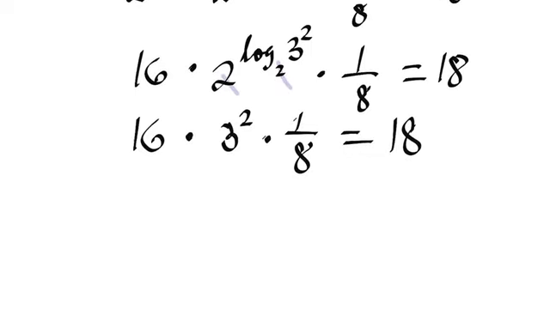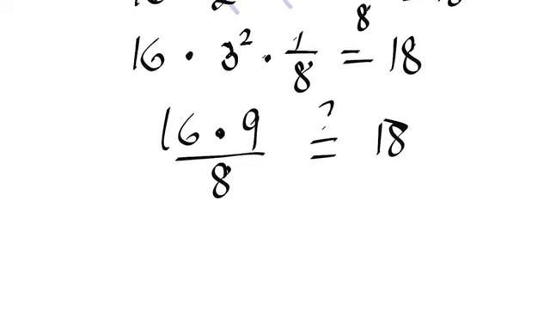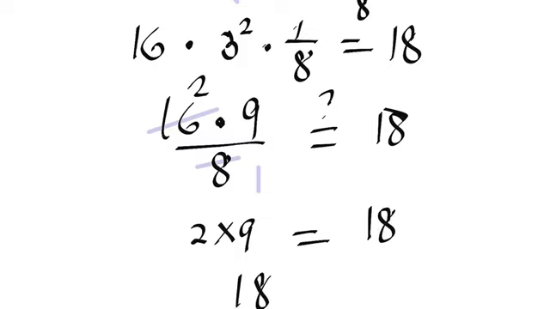Now we have 16, then multiplied by 3 raised to the power 2, which is 9, then divided by 8. Is this going to give us 18? So 8 divided by 8 gives 1, and 16 divided by 8 gives 2. So we can see that we are left with 2 multiplied by 9, which is the same thing as 18. So we have 18 equals 18. And that's the solution.